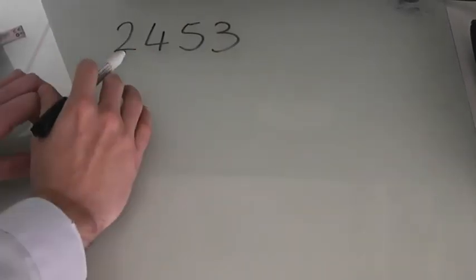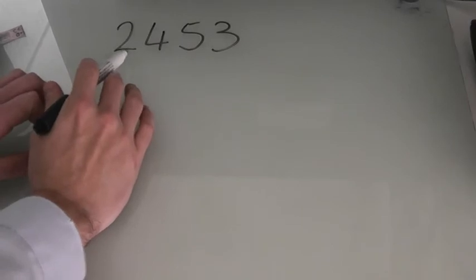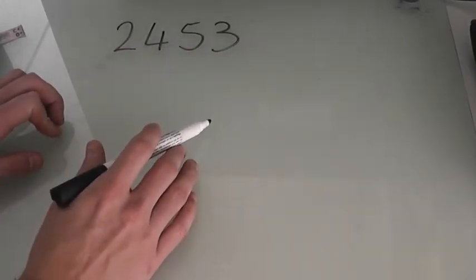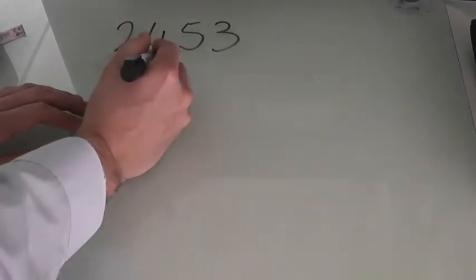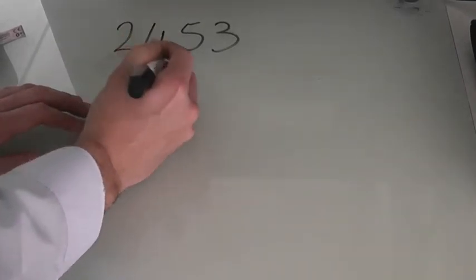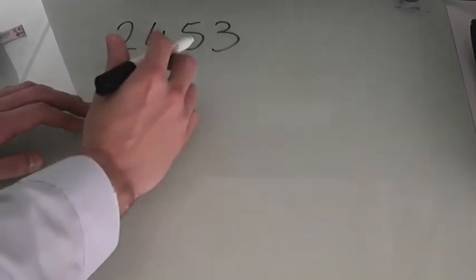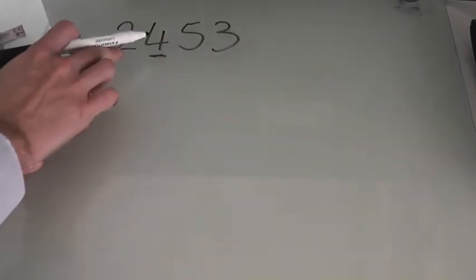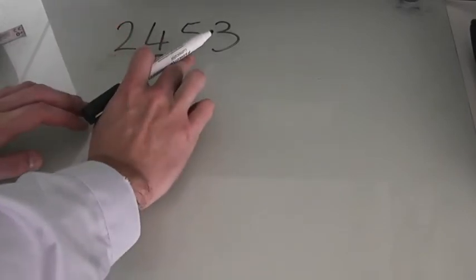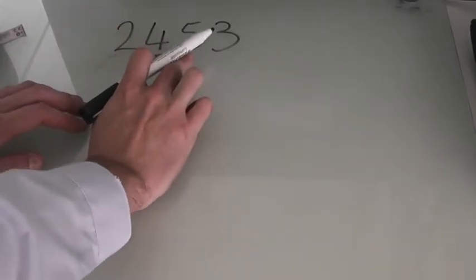Okay, next one. We've got a number 2,453. We're going to round this to the nearest 100. So we go over to the hundreds column, underline that one, we've got a 4 in the hundreds column. Look how I'm completely ignoring this one. This is in the thousands column, you don't need to look at it yet. So we've got a 5 in the neighbouring column, in the tens column.